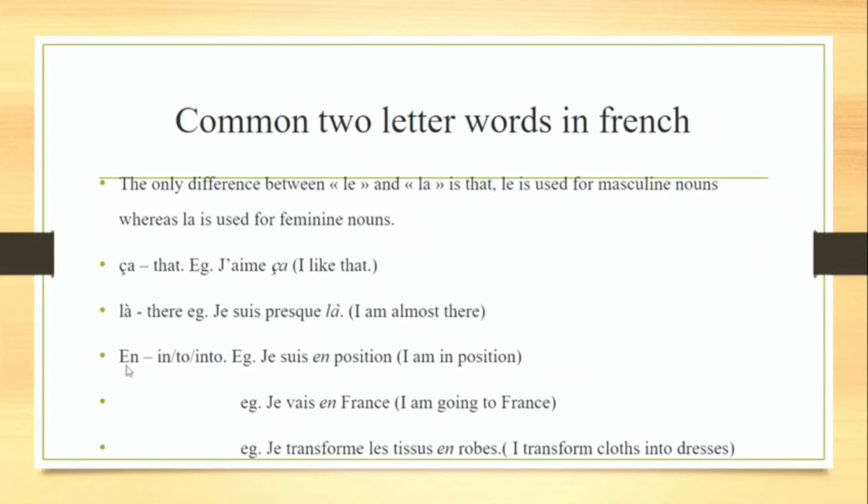The last word is en. En means in, to, or into, depending on the context in which you use it. So, example 1, we have je suis en position. I am in position. Example 2, je vais en France. I am going to France. Je transforme les tissus en robe. I transform clothes into dresses.